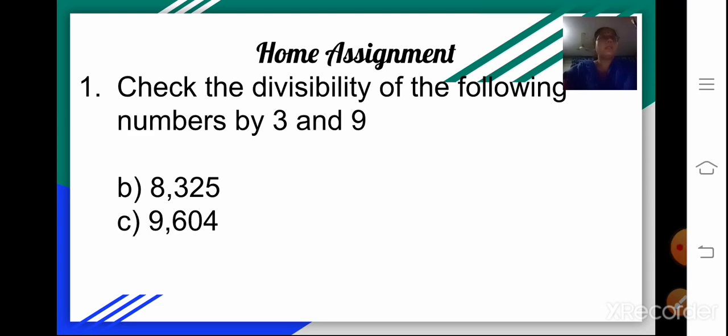Now some home assignment sums for you, which you have to do in the homework part of your maths notebook. Now the first sum is check the divisibility of the following numbers by 3 and 9. The two numbers given are 8,325 and 9,604. According to the rule, you have to just check whether these two numbers are divisible by 3 and 9, the same way how I have shown you in the presentation.